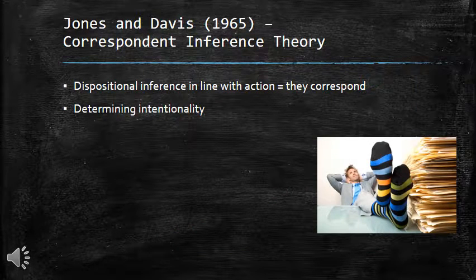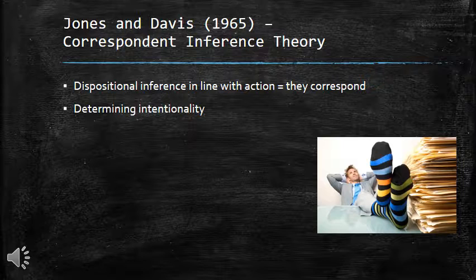In 1965, Edward Jones and Keith Davis expanded on Heider's work and focused on intentionality of dispositionally driven behavior. Their correspondent inference theory helps us better understand the process of making internal attributions. They refer to their evaluations of intention as correspondent inferences.